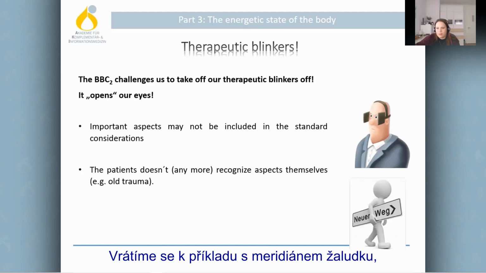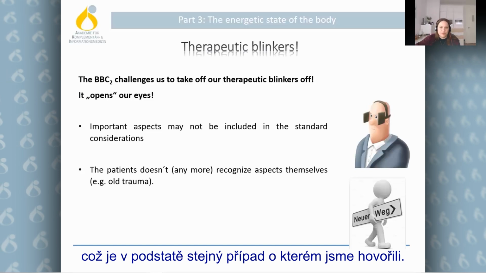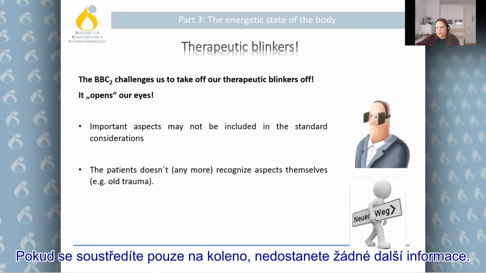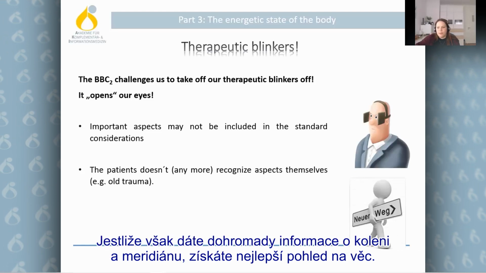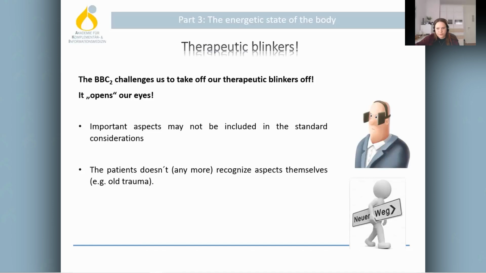We had the example of the stomach meridian. It's nearly the same idea here as well. If you only concentrate on the knee, you won't get the information you have to see. But when you bring the meridian and the knee together, you will have the best point to see it.